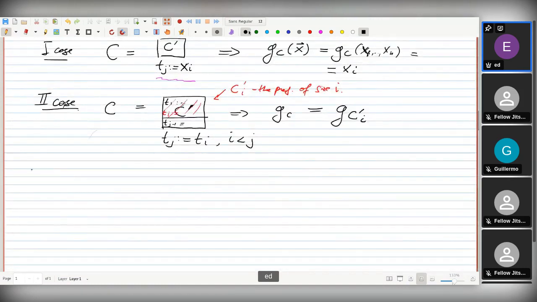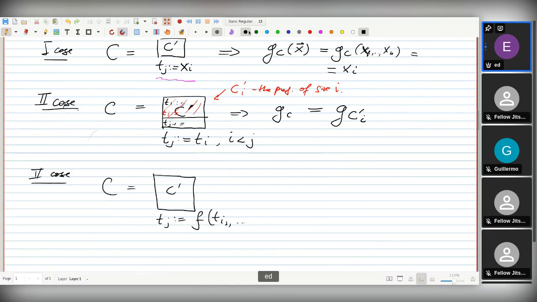And the most important case is as follows. Assume that our last assignment was like that: Tj has taken the value f of t_i1 and so on, t_ik, where f is a function of k arguments from our base set P, and all these indices are less than j. What should we do?